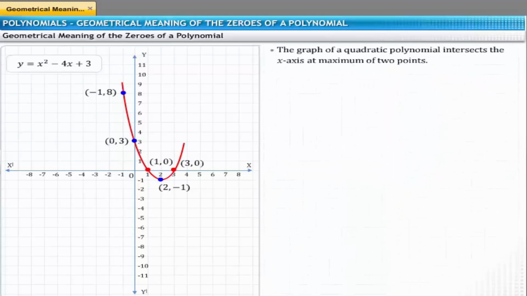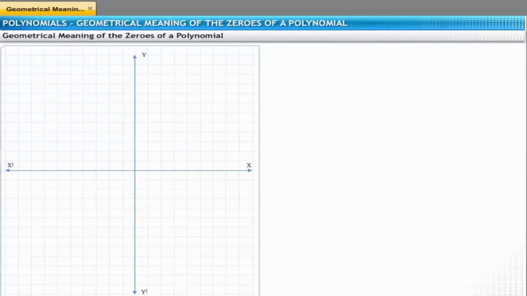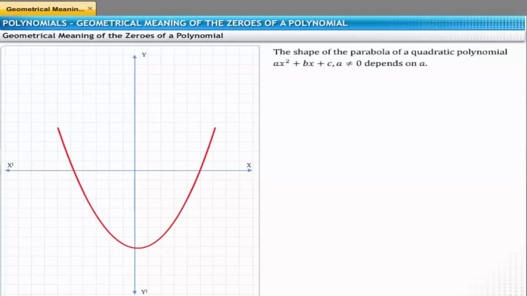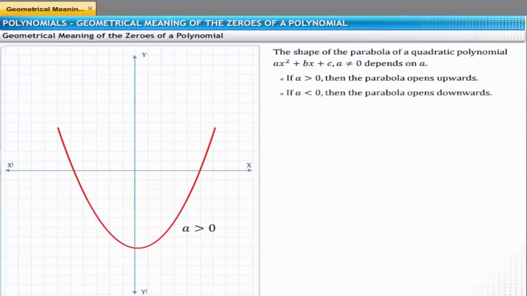The graph of a quadratic polynomial intersects the x-axis at a maximum of 2 points. Therefore, a quadratic polynomial can have a maximum of 2 zeros: 1, 2, or no zeros. In case of a quadratic polynomial, the shape of the graph is a parabola. The shape of the parabola depends on the coefficient of x square. If a is greater than 0, then the parabola opens upwards. If a is less than 0, then the parabola opens downwards.